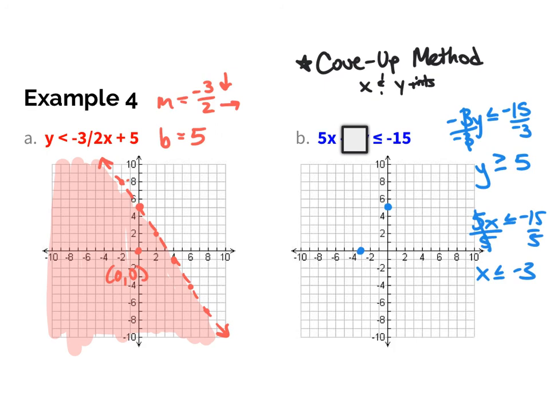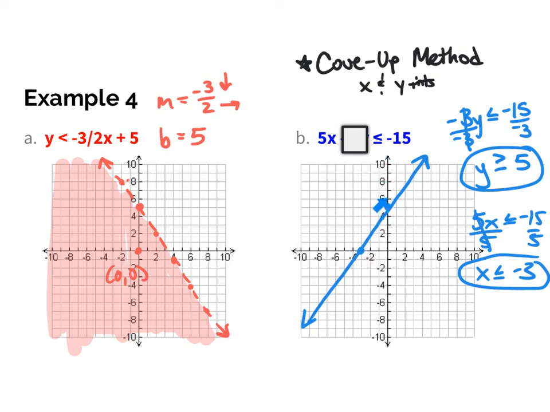Okay, now I'm going to graph my line. Now, because it says less than or equal to, I know that I can draw a solid line, okay? Solid line because of the equal to. Now, the way I graph this is a little bit different than what I did before, okay? So follow me on this one. Our two answers here are going to tell us how to graph this. So I have y is greater than or equal to 5, and x is less than or equal to negative 3. So here's 5 on my y-axis.